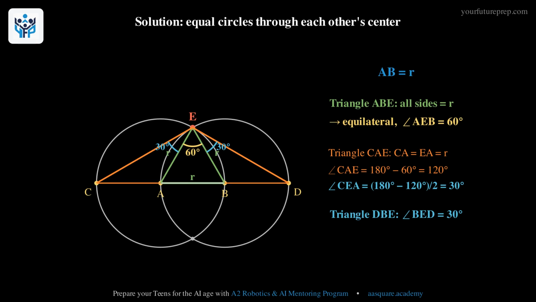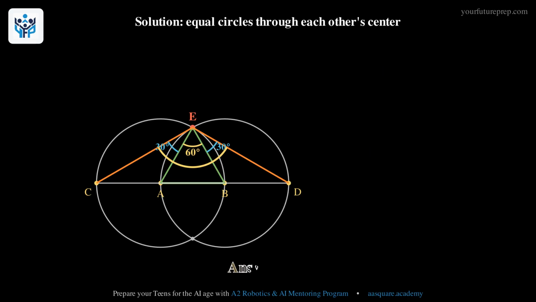Finally, angle CED is made of 3 pieces. Angle CEA, plus angle AEB, plus angle BED. That's 30 plus 60 plus 30, which equals 120 degrees. So the measure of angle CED is 120 degrees.